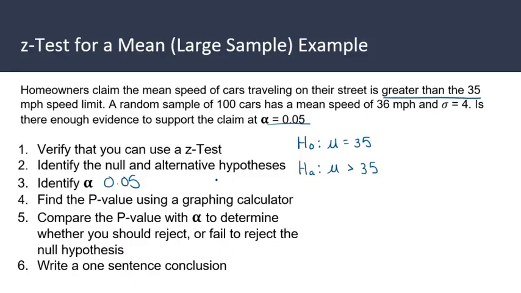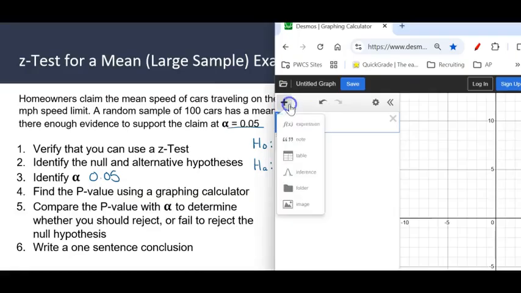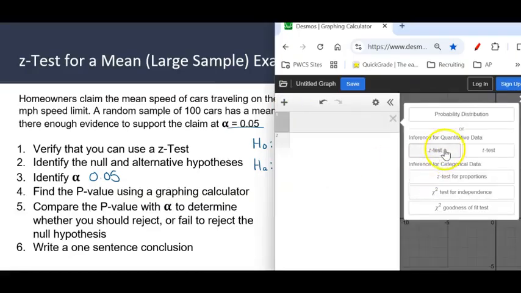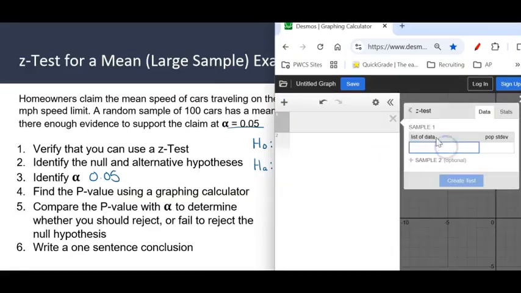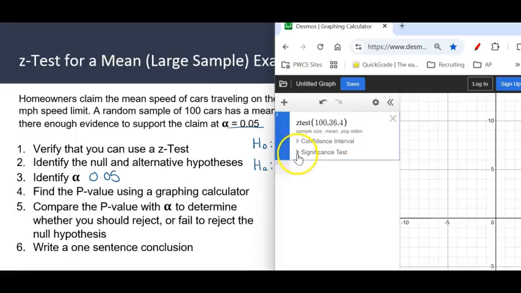And so now we are going to Desmos to get our p-value. All right, so just like before, we're going to go plus sign, inference, and we want a z-test and change it to stats. Okay, our sample size is 100. The sample mean was 36, and the sample standard deviation was 4. Okay, and we want the significance test.